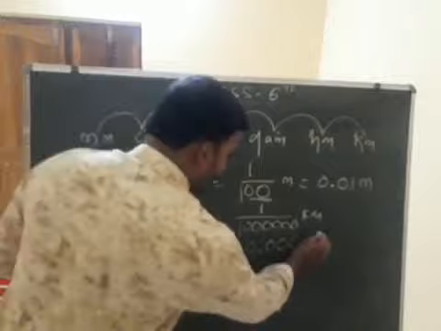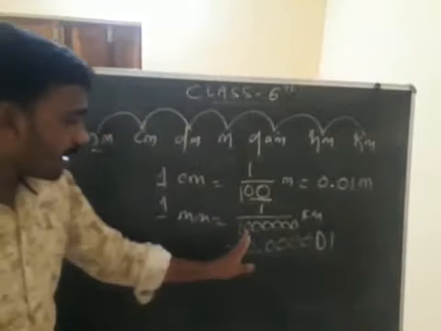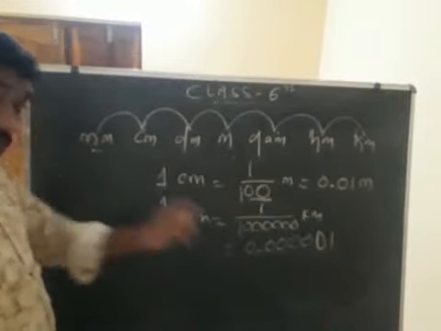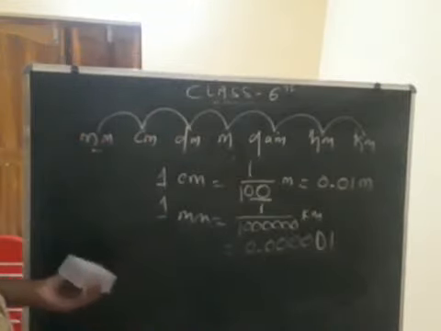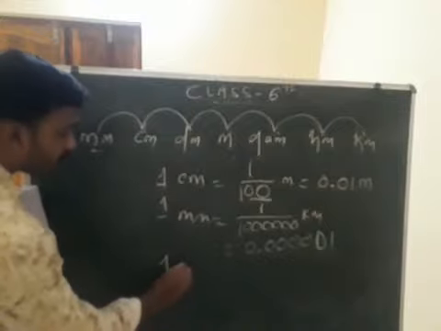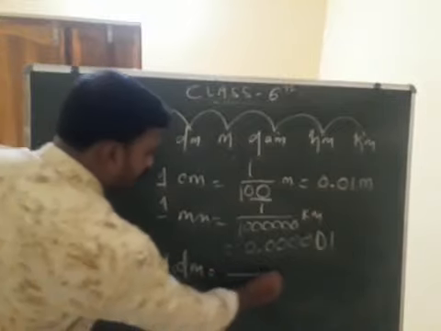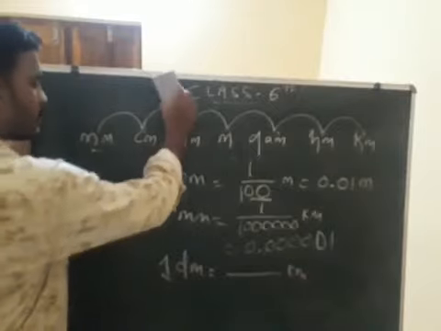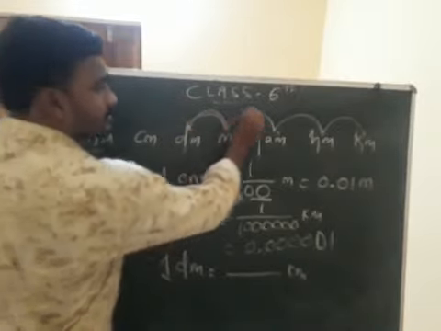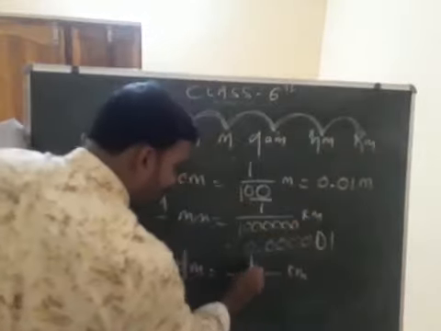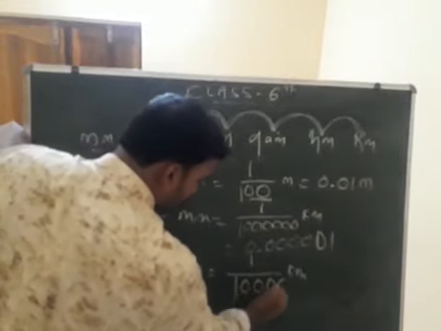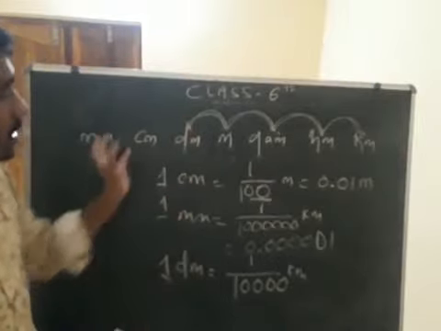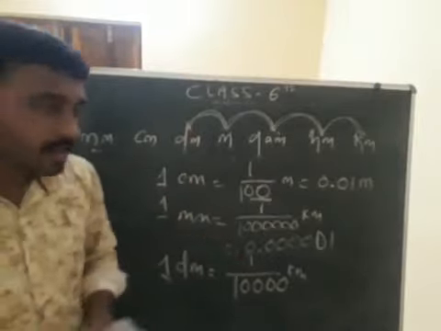So 0.000001. 6 zeros means 5 zeros, then 1 you will put after that, before that the decimal you will keep. Clear? Another one, 1 dm decimeter to kilometer. Decimeter to kilometer you go 1, 2, 3, 4. 1 by, in 1 how many 0s? 4 zeros. Understood? This is all about the conversion of one unit to another unit.